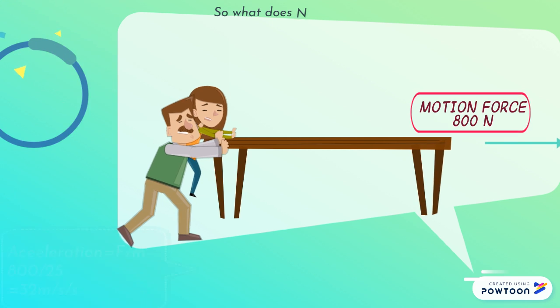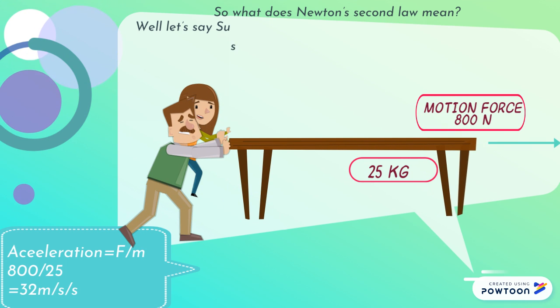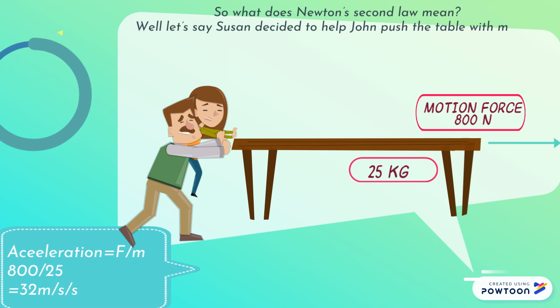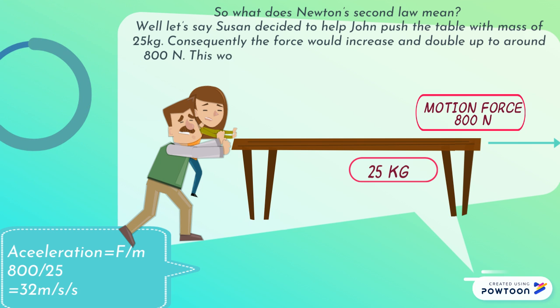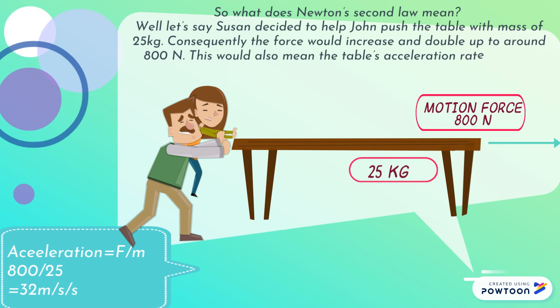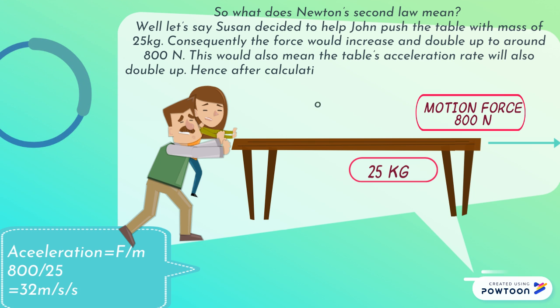So what does Newton's second law mean? Well, let's say Susan decided to help John push the table with a mass of 25 kilograms. Consequently, the force would increase and double up to around 800 newtons. This would also mean the table's acceleration rate will also double up. Hence, the acceleration rate will be 32 meters per second squared.